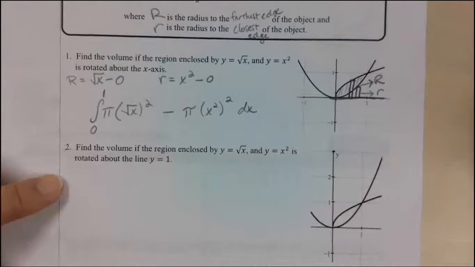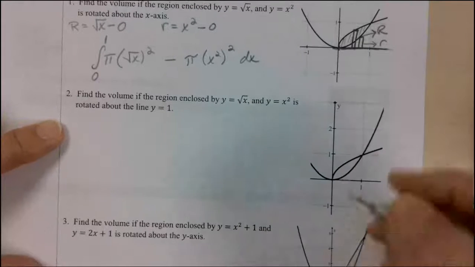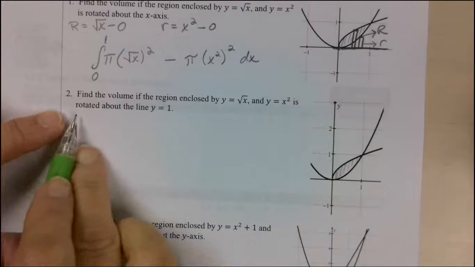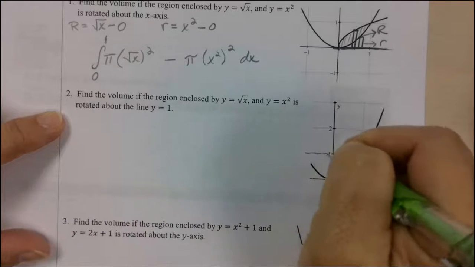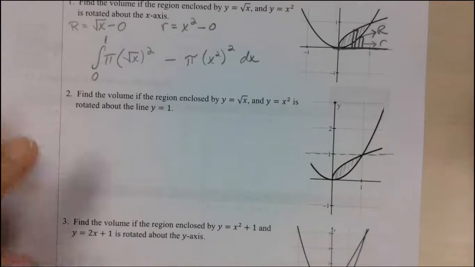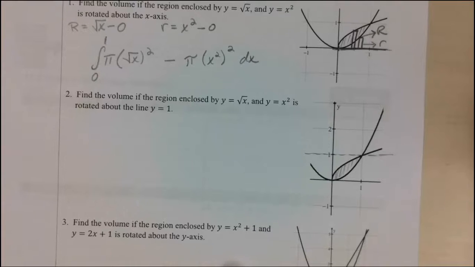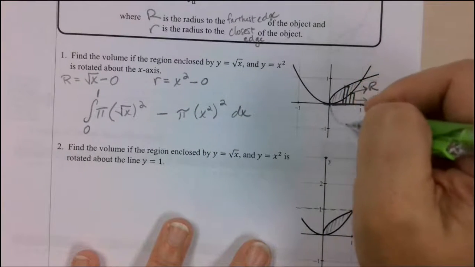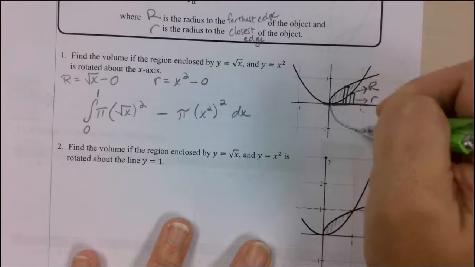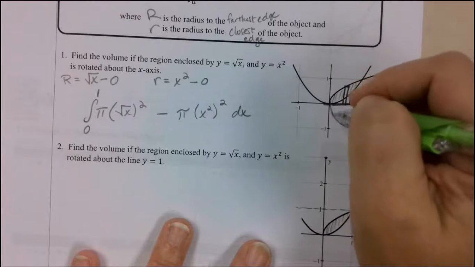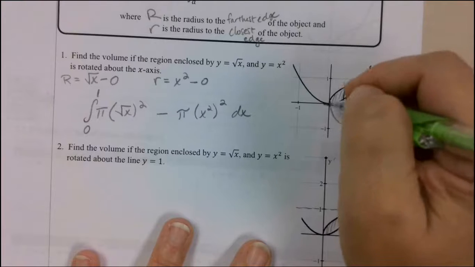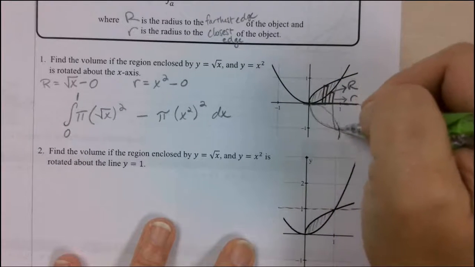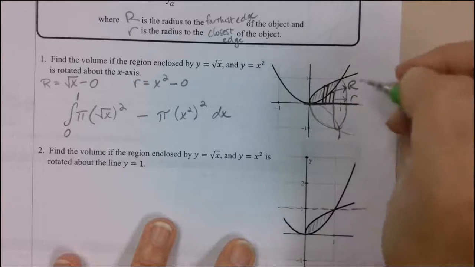All right, in example number 2, we're using the same region, but we're changing the axis of rotation. This is being rotated around the line y equals 1. So we're rotating up this way. And I guess I should have tried to draw a picture. Let me draw you a little sketch of the region up here. Okay, so the region would come out looking something like that.